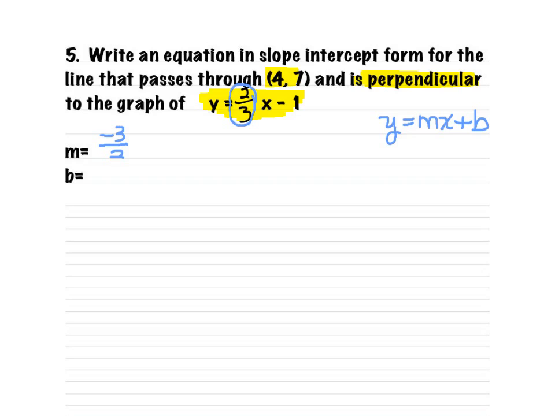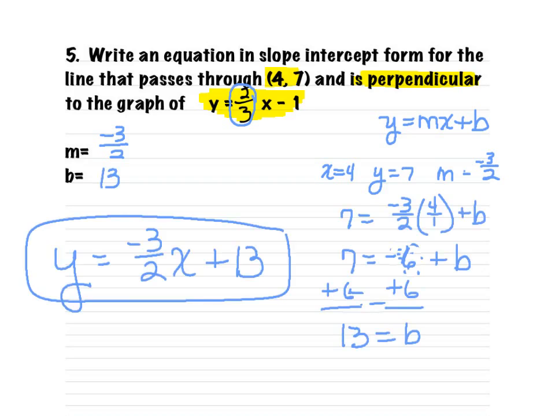All right, so now we want to solve for b. So x is 4, y is 7, m is -3/2. Go ahead and solve for b. Pause the video now. Okay, so the equation that is perpendicular is y equals -3/2 x plus 13. Okay.